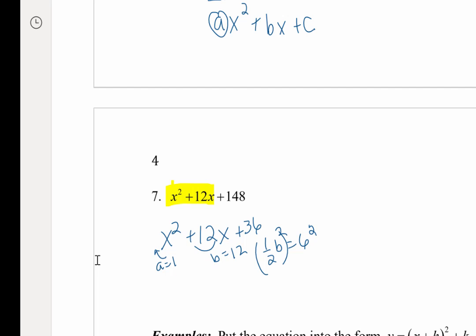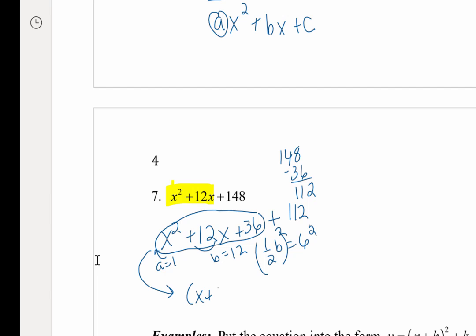What we have is 148, but we've now used 36 of the 148, 36 units of it with the binomial. So what's left over? Well, subtract. So 148 minus 36, subtract that so you know. So it's 112. Okay, so take the first trinomial, the first 3 terms, and factor that, which is x plus 6 squared. And then what's left over? A plus 112. Okay.